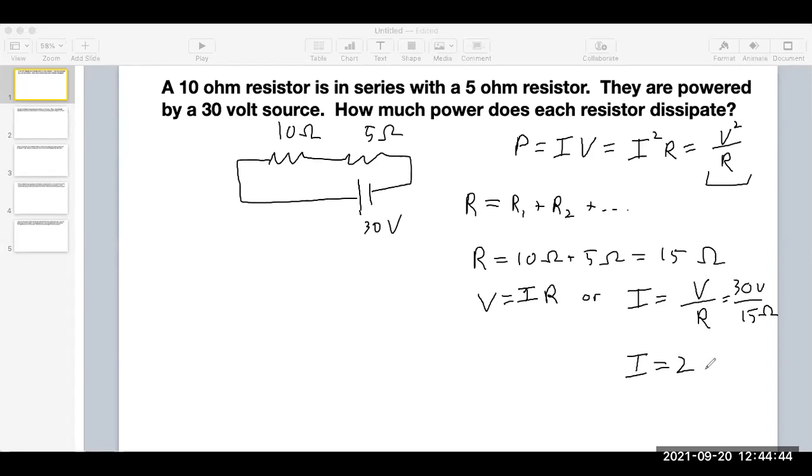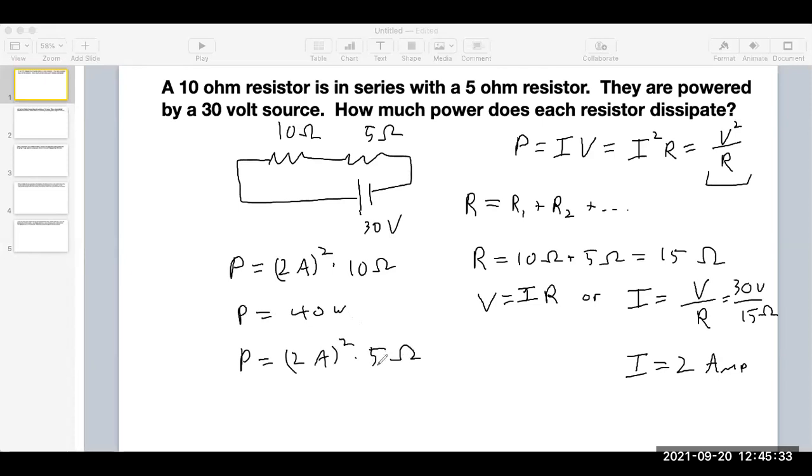So the current is 2 amps. And they each do get 2 amps. However much current flows through the first one must flow through the second one. So then power for the 10 ohm one, using I squared R, will be 2 amps squared times 10 ohms, which would be 40 watts. And for the 5, 2 amps squared times 5 ohms, 20 watts. Any questions on this one?